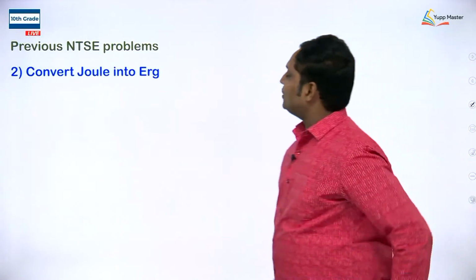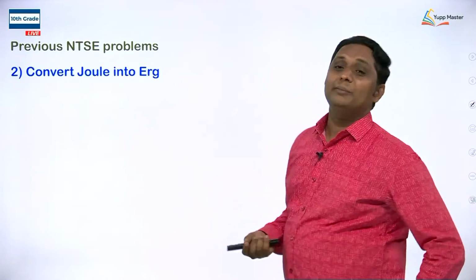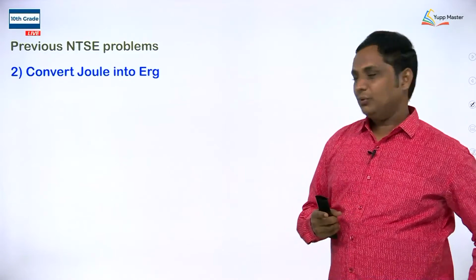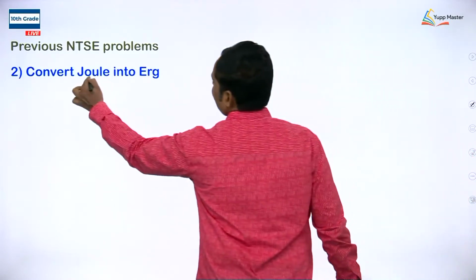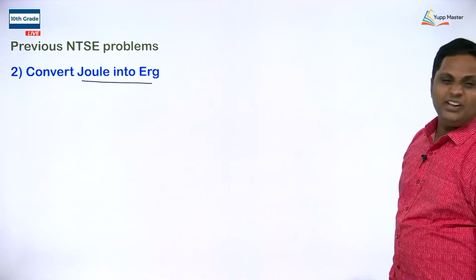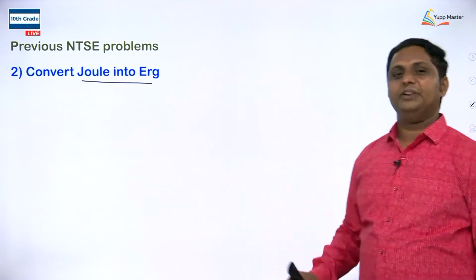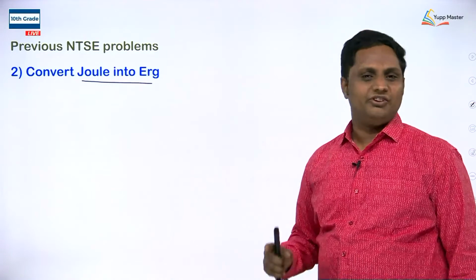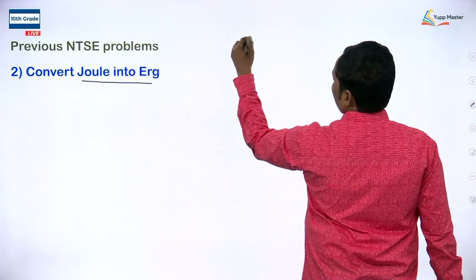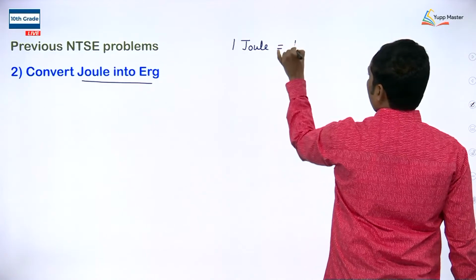Convert 1 joule into erg. It is a previous NTSE problem which was given in the entrance examination. You have to get that 1 joule. Joule is the derived unit to represent energy. Erg is also a derived unit to represent energy in the CGS system, while joule is for the SI system. Please take that 1 joule is equal to 1 Newton meter.